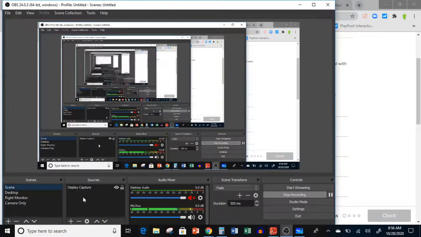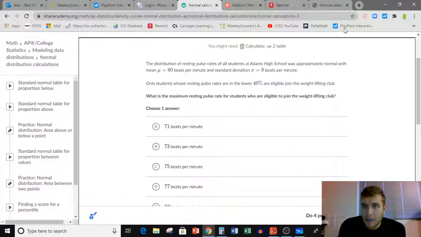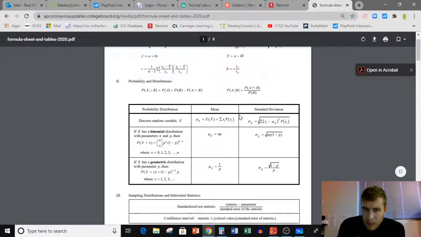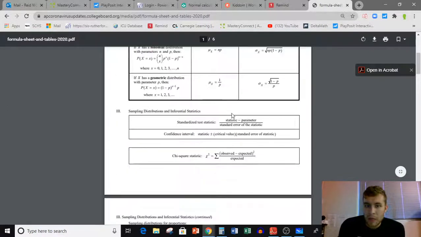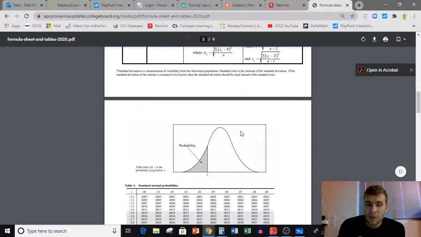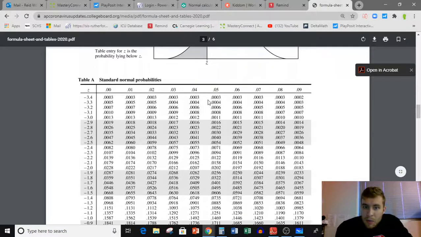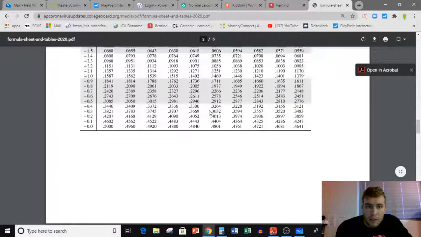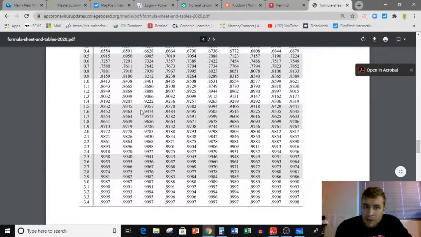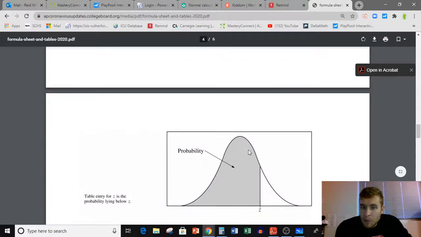Okay, you want this formula sheet that I had you download/print. I will allow you to use this on the test and any test coming up. What we're interested in is this table from our normal calculations video. We saw how to use this to calculate probabilities or percents underneath normal distributions.